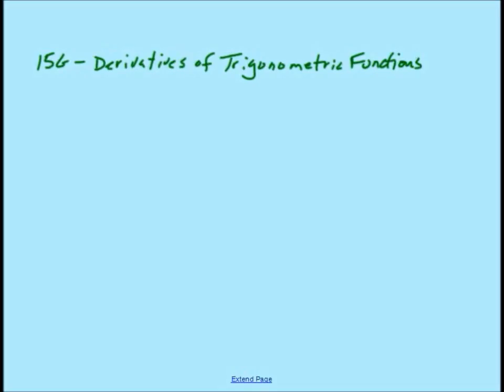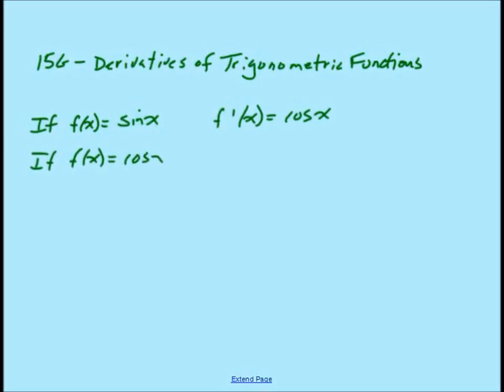There are two main derivative functions to memorize. If f of x equals the sine of x, then the derivative is the cosine of x. If f of x equals the cosine of x, the derivative equals negative the sine of x.